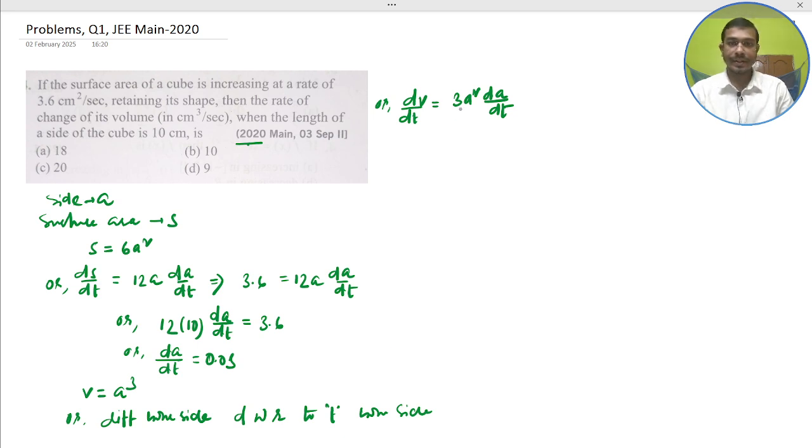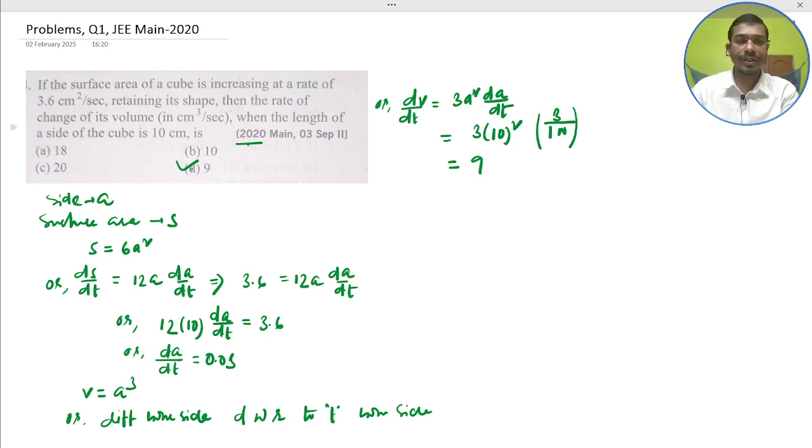So you have to find this rate of change of volume. a means 10, so 3 into 10 square, and dA dt you just got is 0.03, which means 3 by 100. After calculation you get the value 9. So the option D would be the correct answer. I think you are able to understand this type of problem solution.